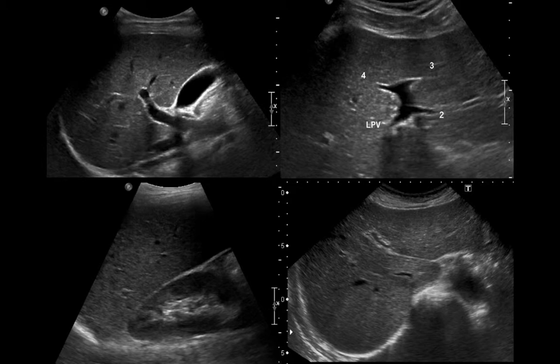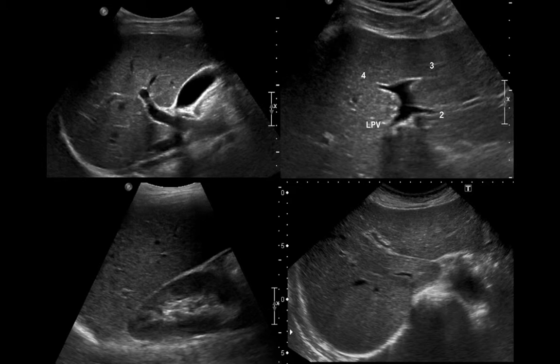And these two views were obtained from the right side, coronal view or intercostal view. Sometimes it is easier to scan the gallbladder at the subcostal view, but sometimes you encounter problems, especially for obese patients. So sometimes you need to scan intercostally from the right side. In the upper part, we can see the diaphragm, the gallbladder, and the right portal branch.